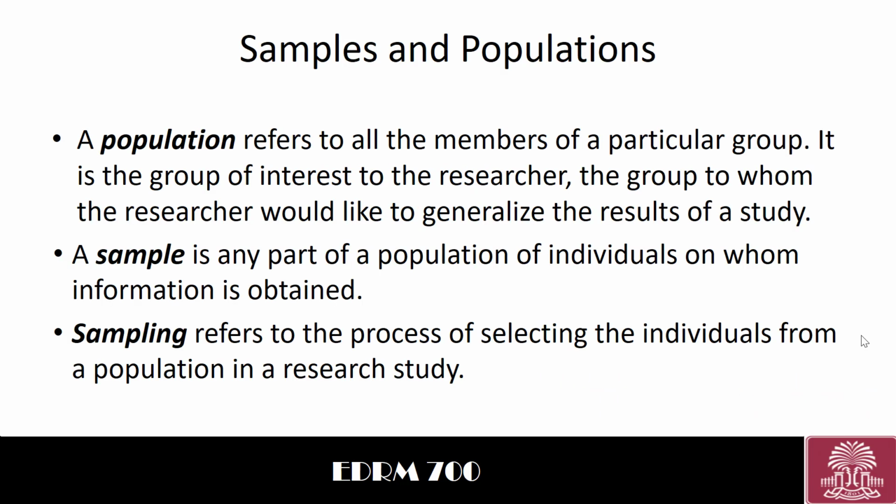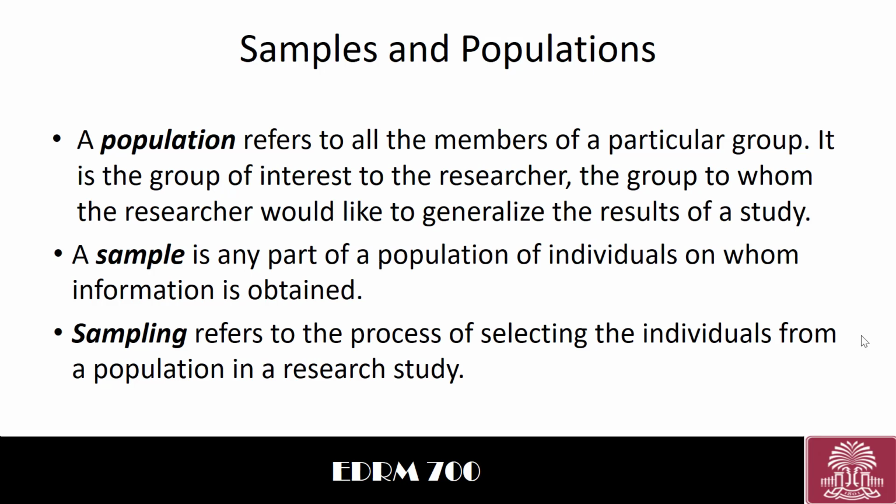Let's discuss population and sample first. A population refers to all the members of a particular group. It is the group of interest to the researcher, the group to whom the researcher would like to generalize the results of a study. A sample is any part of a population of individuals on whom information is obtained. Sampling refers to the process of selecting participants from a population in a research study.